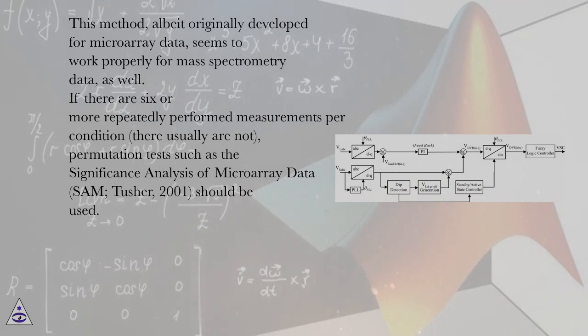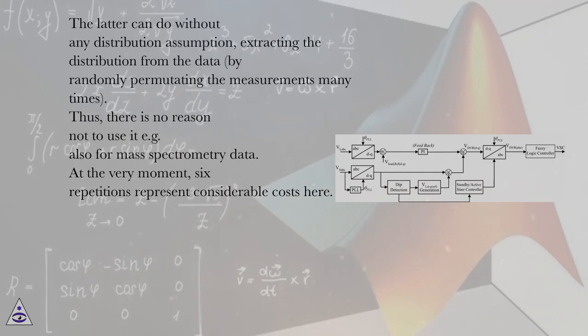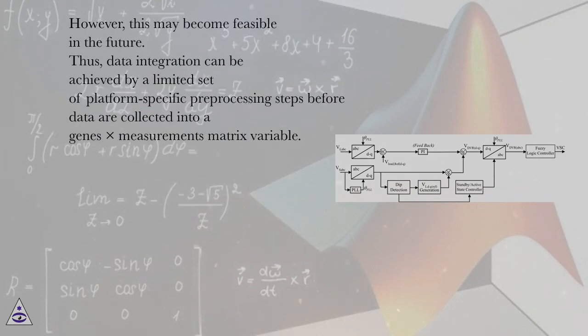If there are 6 or more repeatedly performed measurements per condition, there usually are not. Permutation tests such as the Significance Analysis of Microarray Data, SAM, Tusher, 2001, should be used. The latter can do without any distribution assumption, extracting the distribution from the data, by randomly permutating the measurements many times. Thus, there is no reason not to use it, for example, also for mass spectrometry data. At the very moment, 6 repetitions represent considerable costs here. However, this may become feasible in the future.